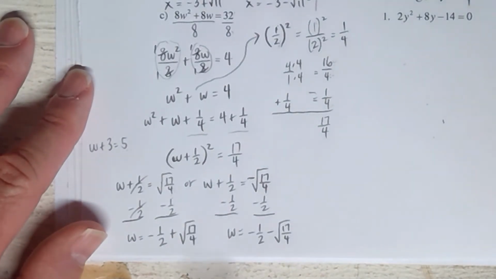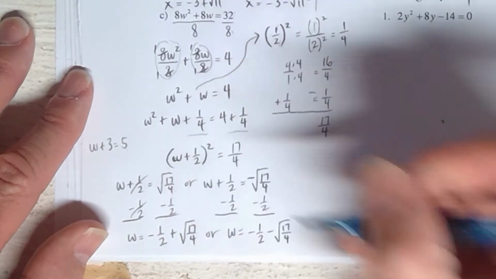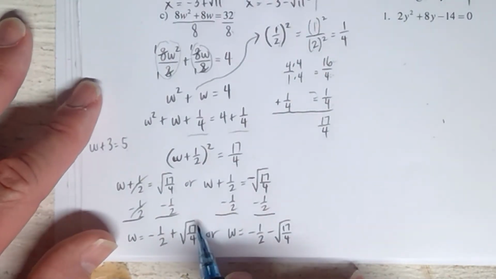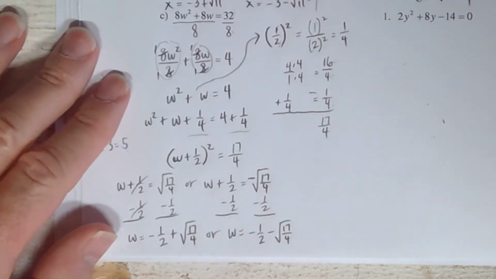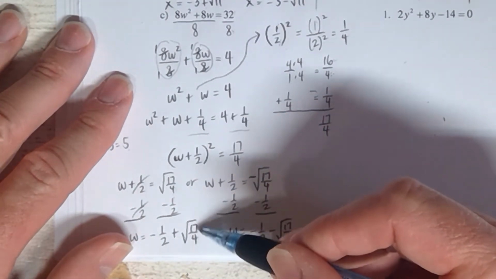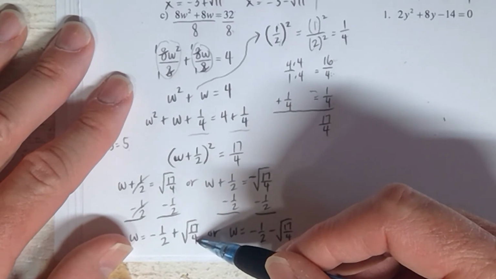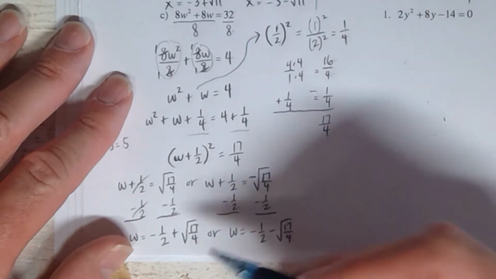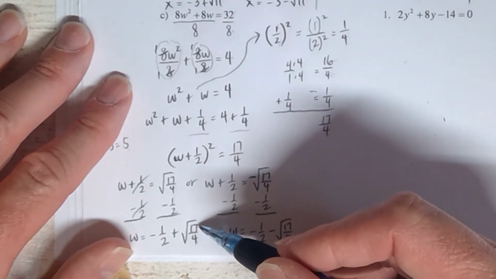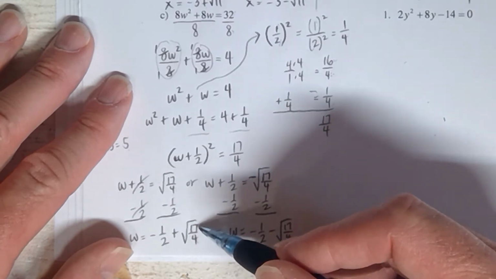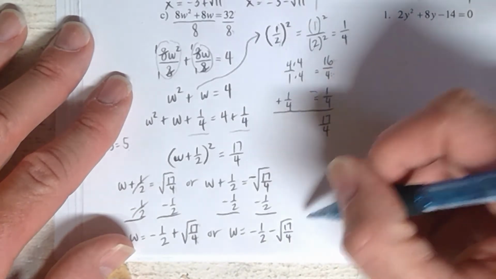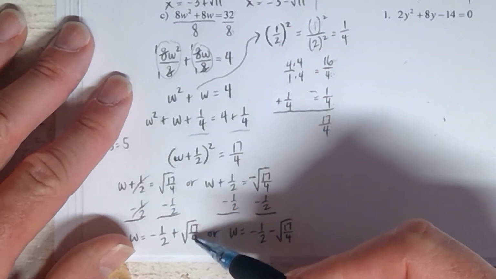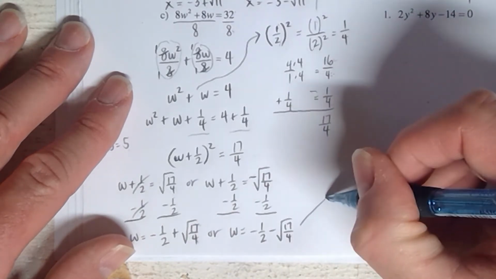Now, once we get w by itself after doing the square root property, we try to simplify the radical. Unless both of these numbers are perfect squares, you don't need to simplify. I don't ever ask you to simplify a fraction. We did rationalize the denominator with a fraction inside of a radical, but we didn't simplify the radical. So you can leave it like that unless both of these numbers are perfect squares, but only the 4 is, not the 17.